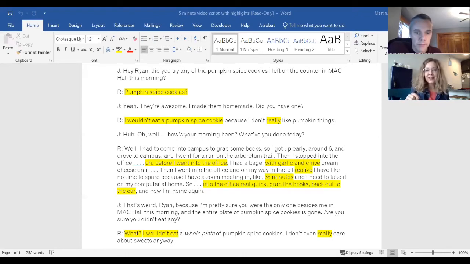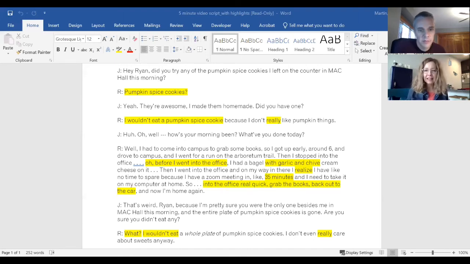The other tell there is too much detail. I don't really need to know if Ryan had cream cheese, let alone garlic and chive cream cheese. That's the you're-trying-too-hard part of looking for a lie. The next thing that jumped out at me is he switched from past tense to present tense right at the word realize that you see highlighted. Also a sign of making things up. When people are telling the truth, they tend to speak in straight past tense. Again, too much detail, like 35 minutes. If you're just rough estimating, you say about a half hour. Saying 35 minutes is a clash there. And then the last thing is dropping personal pronouns.